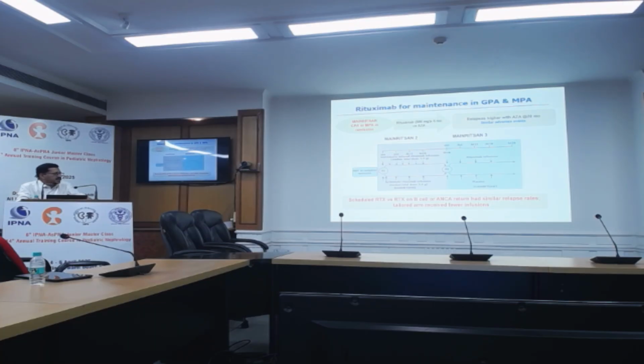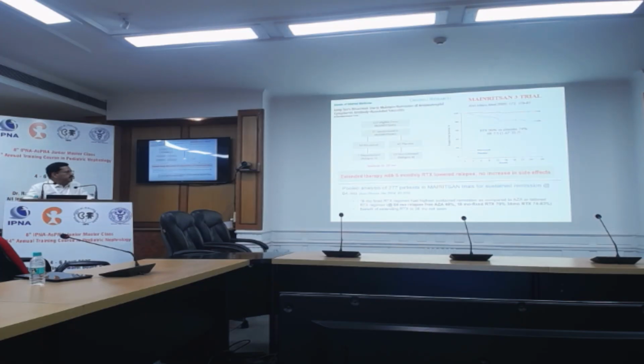However, the tailored arm received fewer infusions. Now, as a part of the MAINRITSAN-3, what they did was they randomized patients who were in MAINRITSAN-2 to continue on rituximab further for another 28 months versus placebo. And what they found was if rituximab was given even further, for a further 28 months, the relapses were much lower, with 96% versus 74% in sustained remission in placebo.